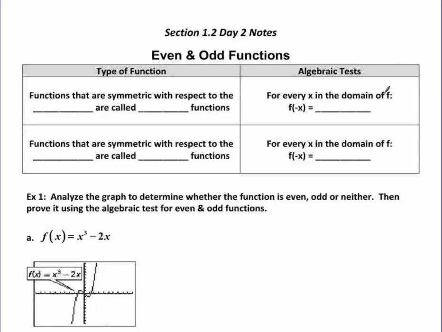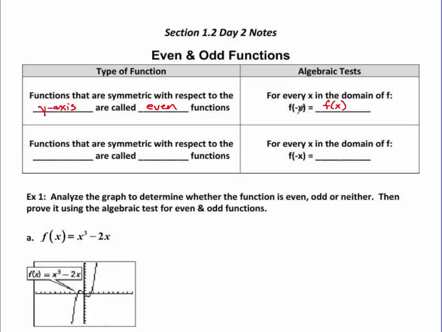Okay, so we're going to pick back up with functions and symmetry. Functions that are symmetric with respect to the y-axis, if you remember that's what we were doing yesterday, are called even functions, okay? An even function is a function that for every x in the domain of f, that just means for any x value, if we plug in a negative x, we're going to get the original function. And that's kind of how the test worked, right?